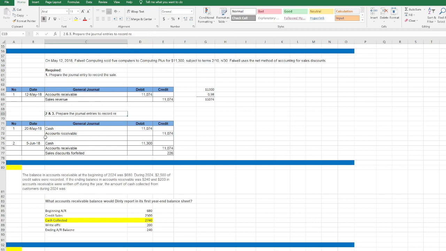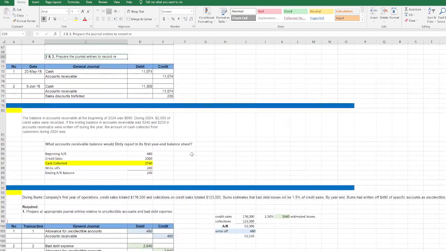So number 2 is, if they pay in time, we're going to go to the mailbox. There's going to be an envelope with a check for 11,074, and we're just going to clear accounts receivable. But if the check didn't come, and it actually came on June the 5th, which is after the 10-day period, we're going to get cash for 11,300, the full amount, and we're not going to go back and gross up accounts receivable. So we're just going to write off the accounts receivable balance, and then we're going to put the difference to sales discount forfeited, which is a sales account. So it's not contra, because it has a normal credit balance.